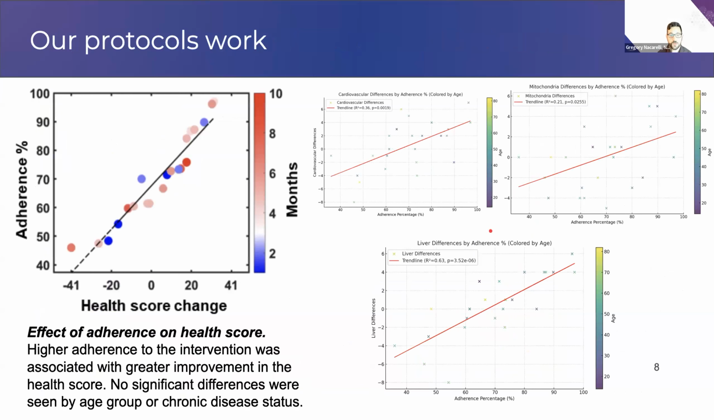And our protocols work. So what you're seeing here on the left is adherence to our protocols. And you could see this in various different health domains, whether it's liver or cardiovascular or aging. Essentially, the more someone adheres to our protocols, the more likely they are to improve these particular metabolic or metabolomic domains.